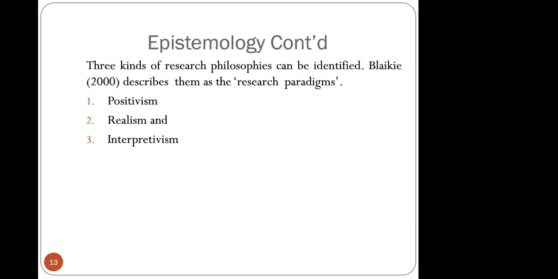So there are three kinds of research philosophy that can be identified. According to Blackie, they describe them as a research paradigm. So out of these, we have what? Paradigm. And one is what? Positivism. The second one is realism. And the third one is what? Interpretivism. The word positivism, let me give you the simplified word of it.